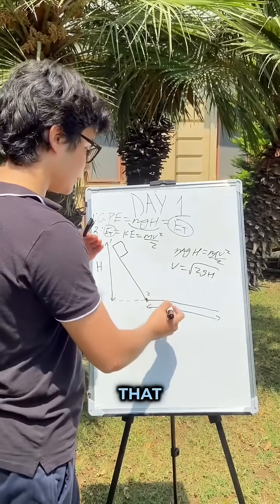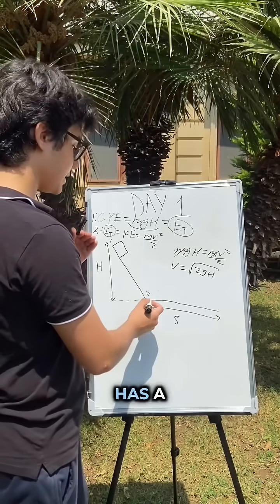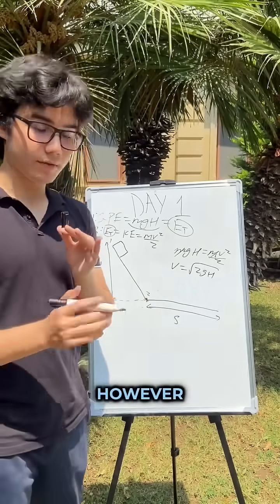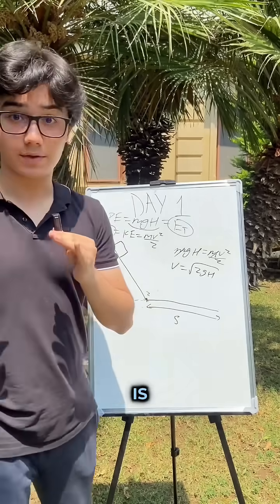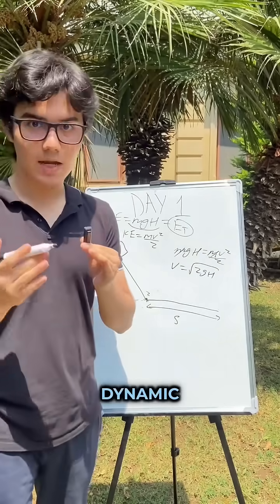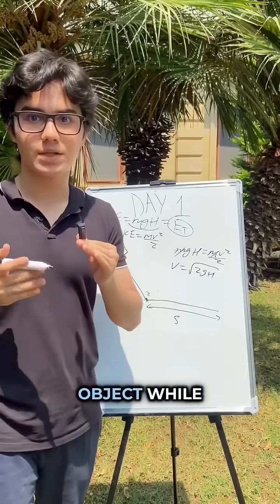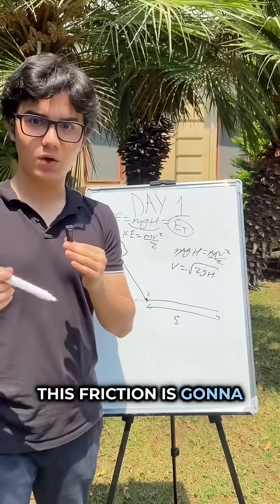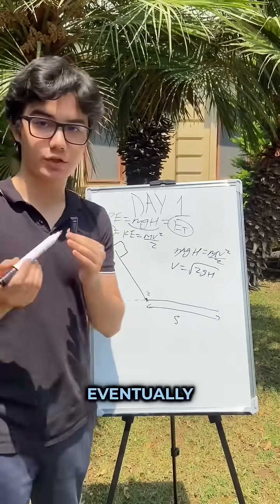Then what do we know? We know that since the object has a speed right over here, it is still going to continue traveling through this surface. However, this surface is rough, meaning that there is friction, dynamic friction. Dynamic friction is a friction that is acting on an object while the object is in its motion state, so it's moving. And so this friction is going to cause our object to decelerate and eventually come to a stop.